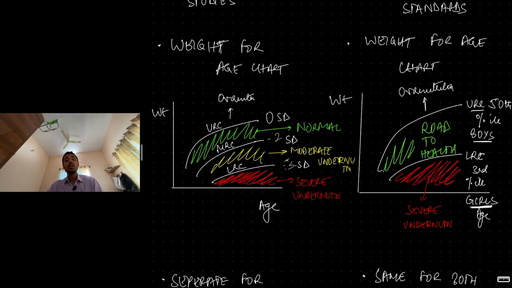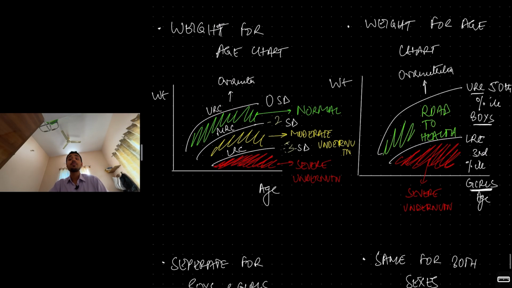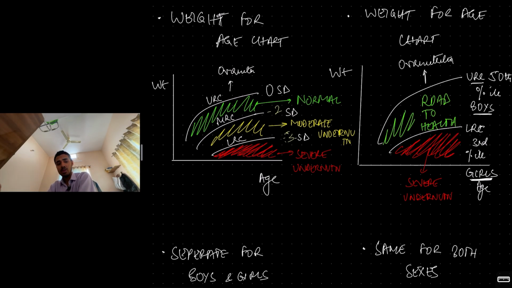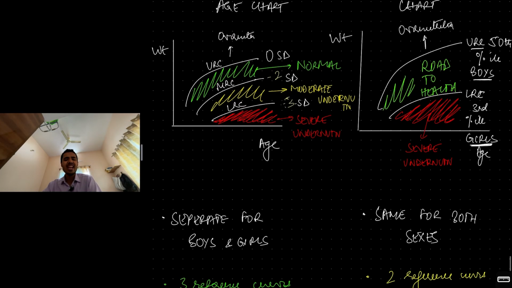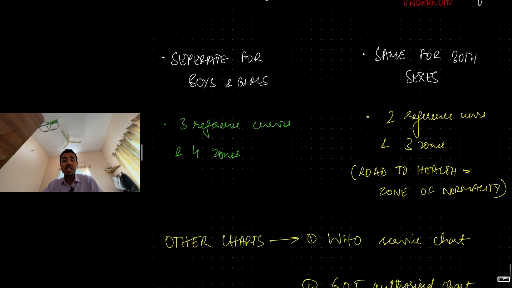Whereas in an ICDS growth chart, you have separate charts for boys and girls. You have a blue chart for boys, you have a pink chart for girls. Whereas for road to health charts, WHO home-based growth charts, you have the same for both sexes. One chart which is used for boys and girls. I'll tell you why. And here you have 2 reference curves and 3 zones.